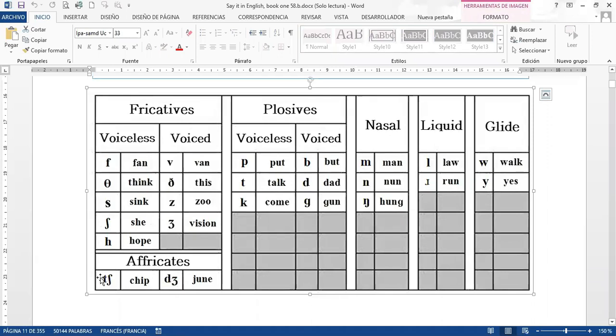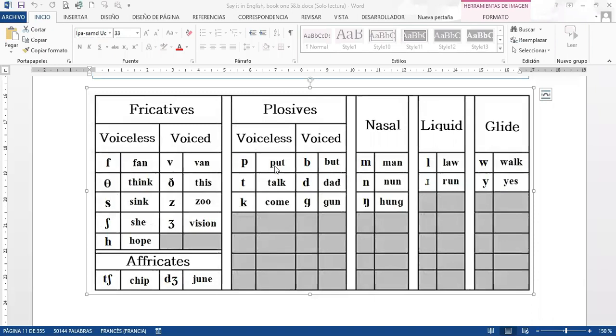Next sound is J. So this is ch, and this is j. Ch, j. This is similar to this, but this is a little softer. Okay, so let's see. Chip. And this is shun. Shun. Jun, jun, chip.